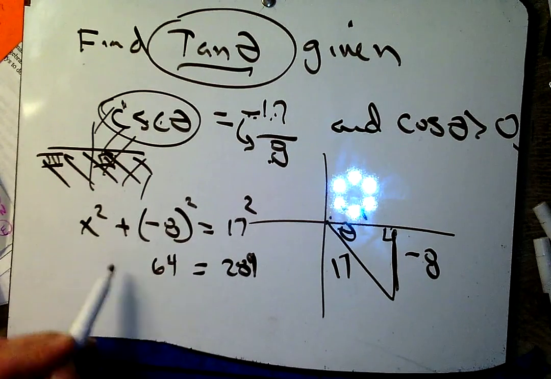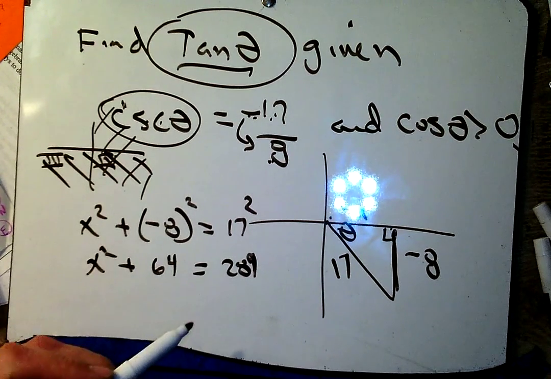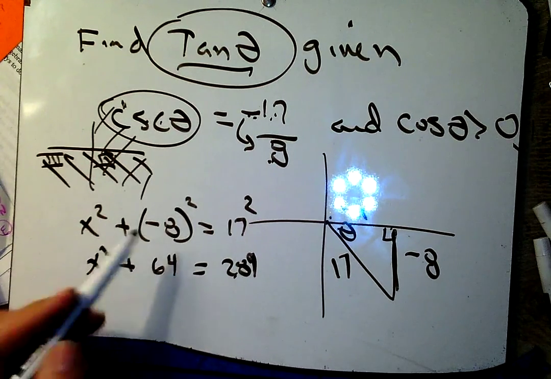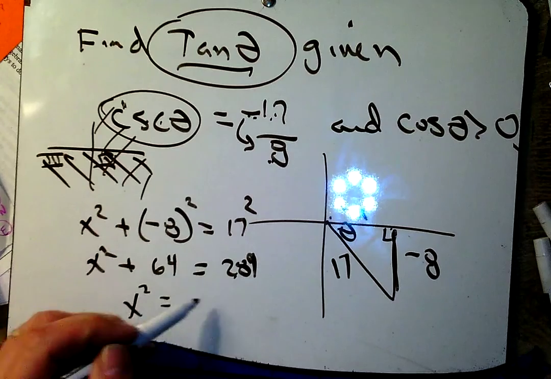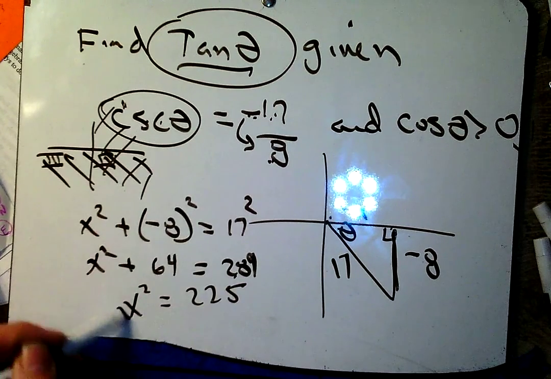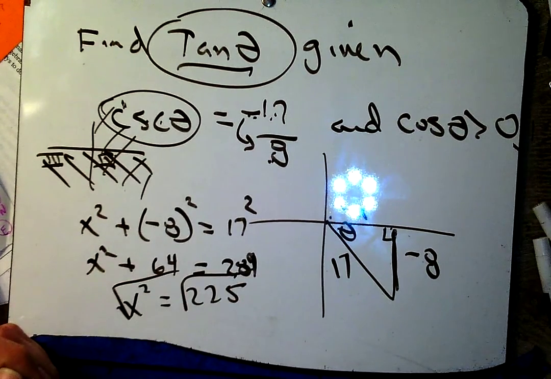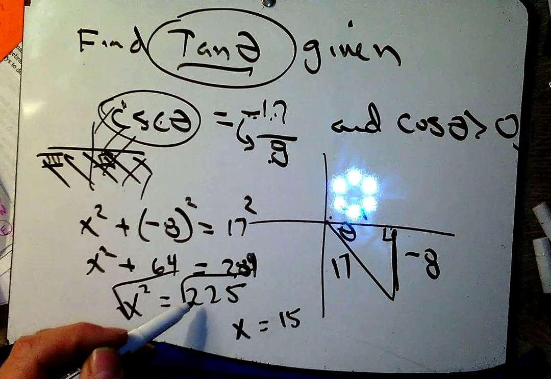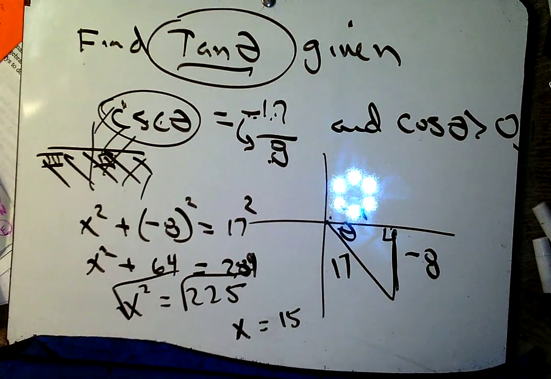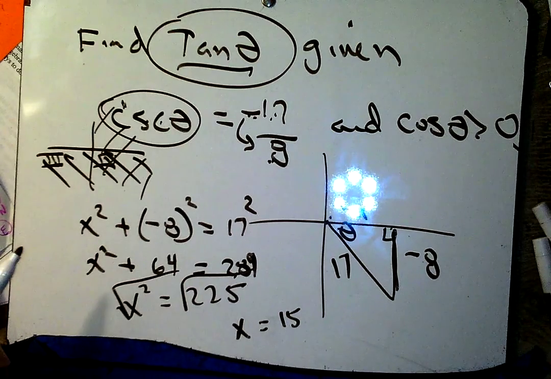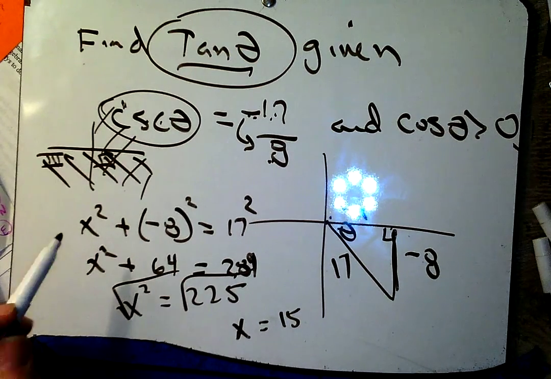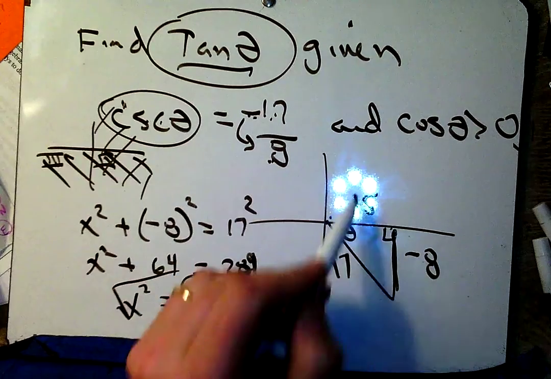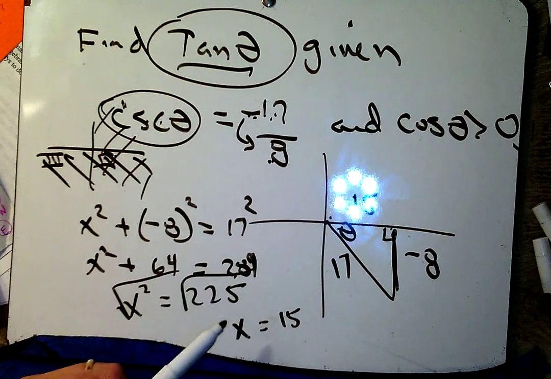Equals 64 plus x squared. So if I take that 289 and I subtract 64, I get x squared equals 225. And when I take the square root of both sides, I have x equals, isn't that 15? Square root. Sure is. So actually, oh look, it's a triple. 8, 15, 17. Yeah, it is.